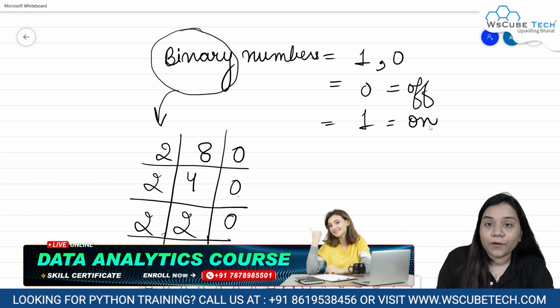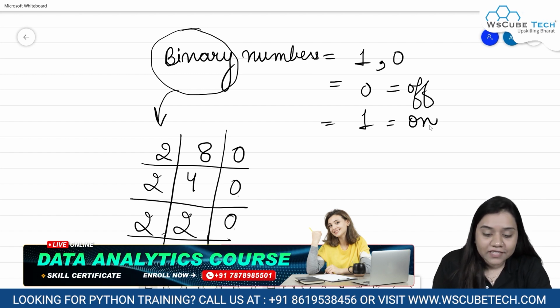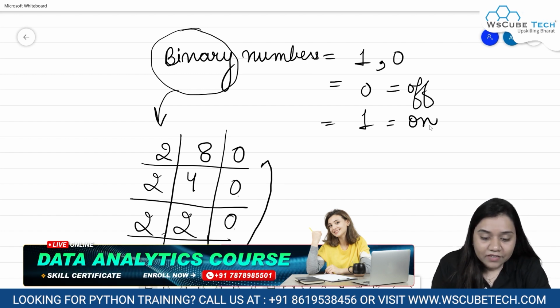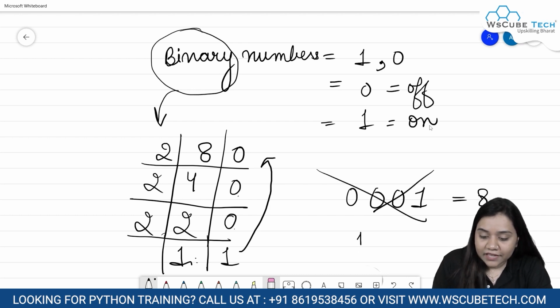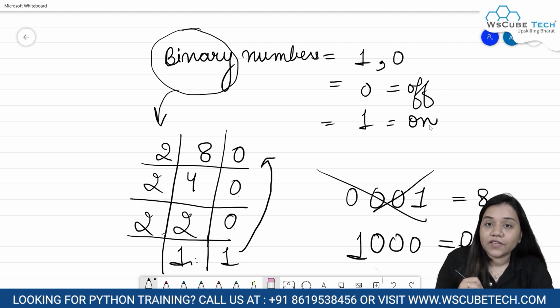Now, one interesting thing about binary numbers is that we read them from bottom to top. So we will not write 0, 0, 0, 1 as 8. This will be wrong. We will write 1, 0, 0, 0 equals 8. That means it goes all the way from the bottom up. This is how we find the binary of any number.